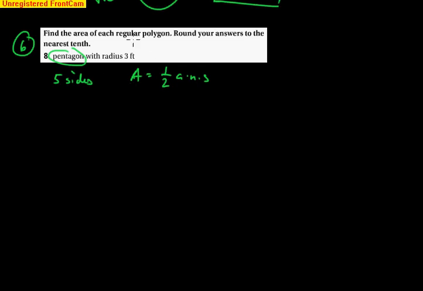S is the side length. They don't give it to us. They give us the radius. So you must draw a picture. Okay, pentagon, house. There's my center.